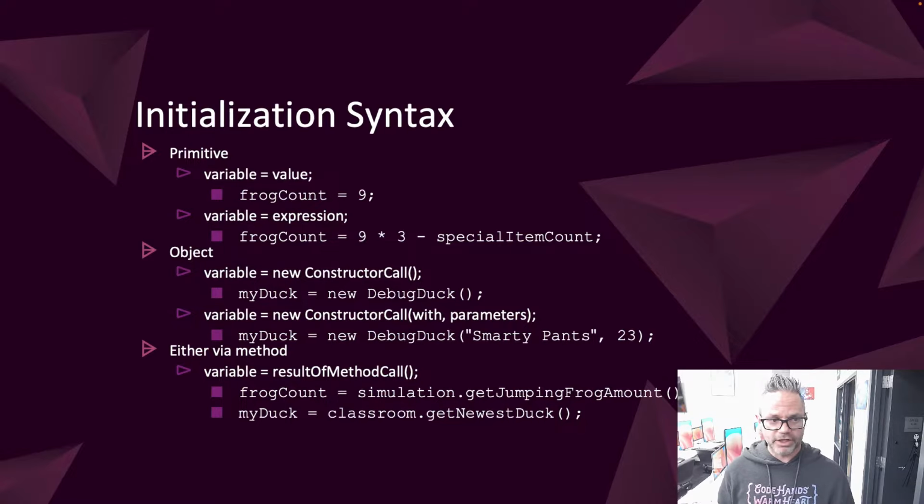In this case, my duck is equal to a new debug duck, passing it the name smartypants as a string, and then 23 for its question count. Take a look at my videos on how to work with debug ducks and doing sorting and searching through that. You can use that to see where we're referencing that information.